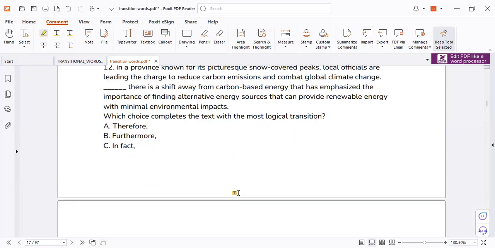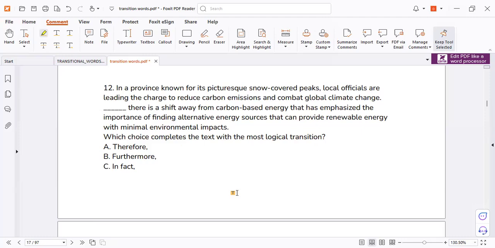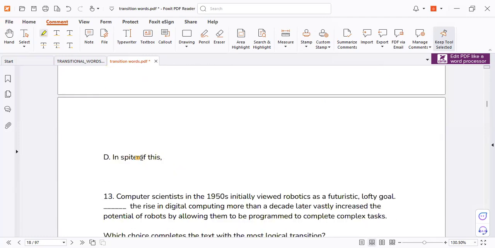Let me help. Always try to summarize the main point before. Local officials are leading the charge to reduce the carbon. The following one gives you evidence. There is a shift away from carbon-based energy. You see? And that can provide renewable energy with minimal environmental impact. So this means, in fact, we have a fact to prove that they did it intentionally. They wanted to reduce. So not because they wanted to reduce, there's a shift away. So it's evidence to prove it. So it's letter C. Can you imagine? So this is not a reason for that. So letter C is correct. Of course, there is no contrast.